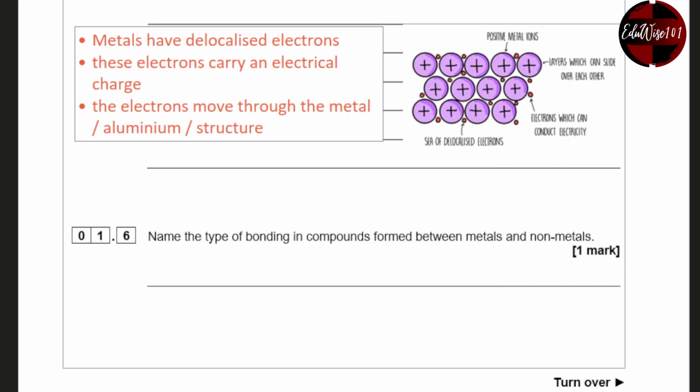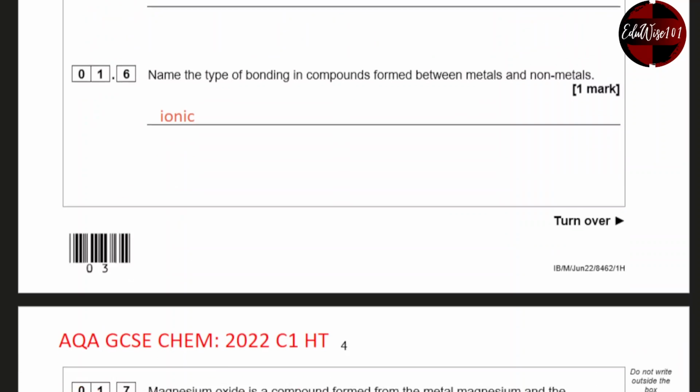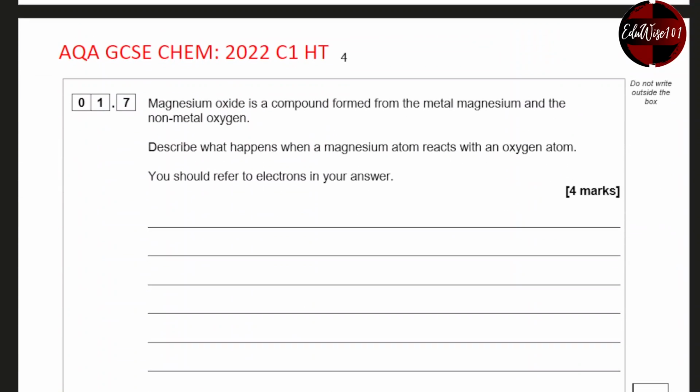Name the type of bonding in compounds formed between metals and non-metals. Now, metals and non-metals, that would be ionic bonding. Remember, the third type of bonding is covalent, which is between non-metals. Magnesium oxide is a compound formed from the metal magnesium and the non-metal oxygen. Describe what happens to magnesium when a magnesium atom reacts with the oxygen atom.